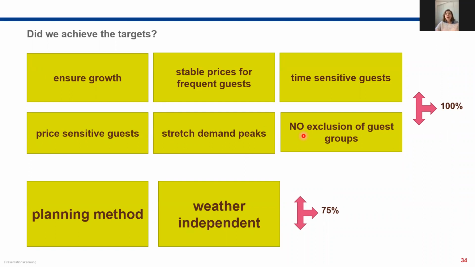What is not achieved yet is the planning method, because it's not easy to cancel shifts for team members very spontaneously. So I think here we need to be more focused. And the next thing is, I already said, the weather independency. For example, Easter this year, the weather was amazing in Hamburg. It was 20 degrees. Usually those days are the best days we have in the year. This year we lost 4,000 guests in one week, just because the weather was great. So I need to say we have not fulfilled this target yet.